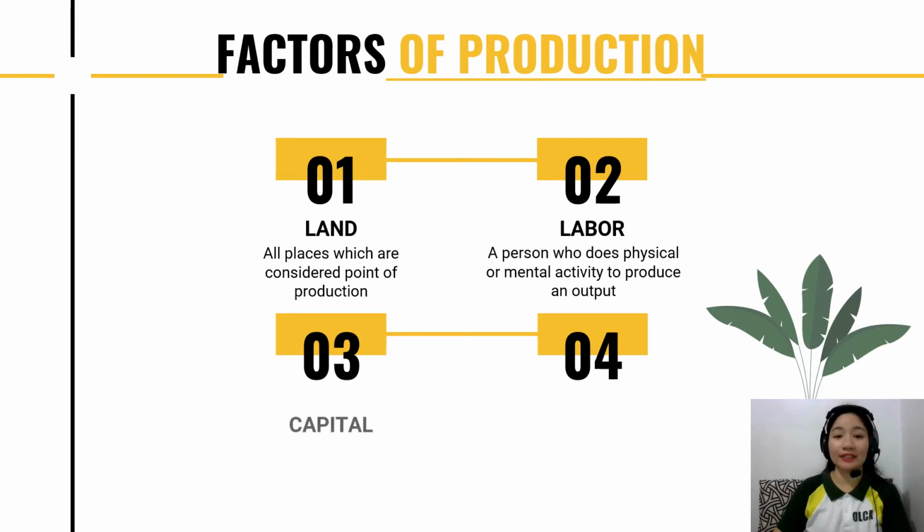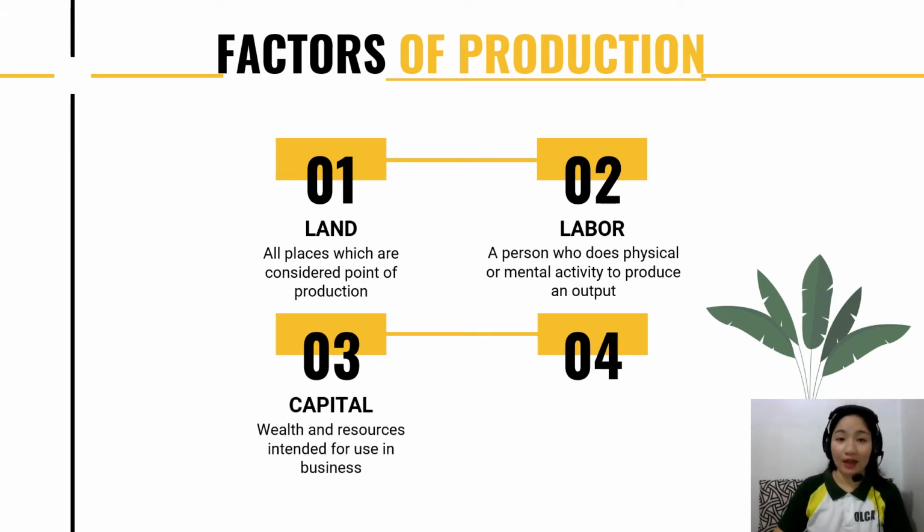So the third one is the capital. The capital refers to the wealth and resources intended for use in business. Money or cash is called cash capital, while materials used are capital goods. Different countries have different ways of determining wages, and wage rates could be dependent on market demands.